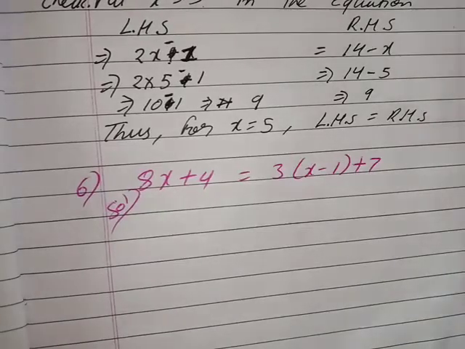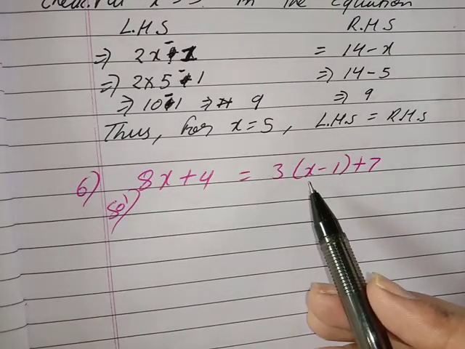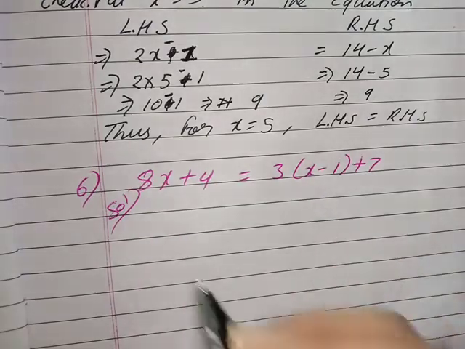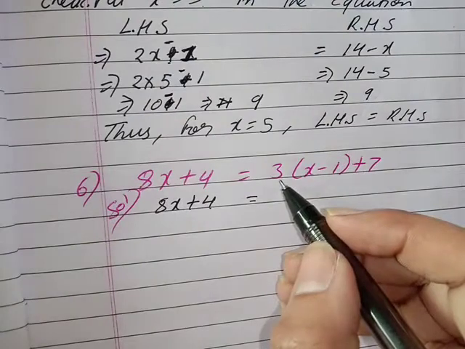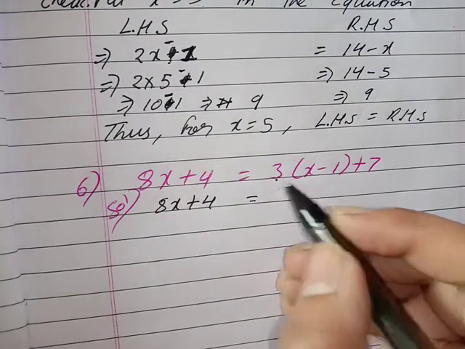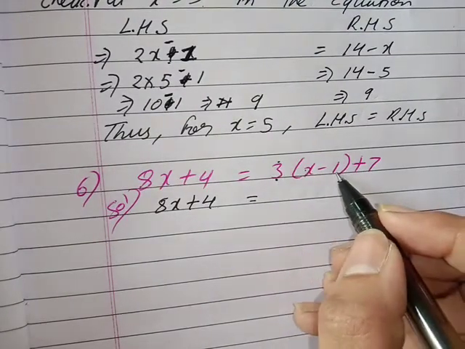Here in question number 6, there is one bracket. So first we'll open the bracket, then we'll transfer the terms. So 8x plus 4 means the LHS remains as it is. Now open the bracket with respect to 3. So multiply 3 to both terms of the bracket.